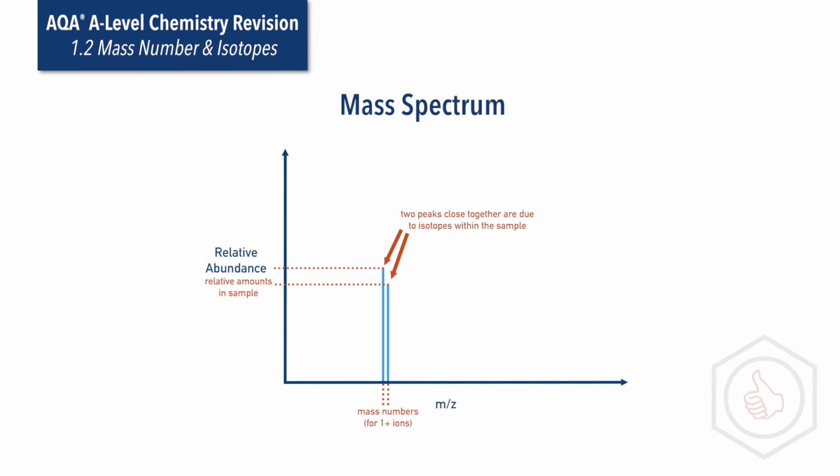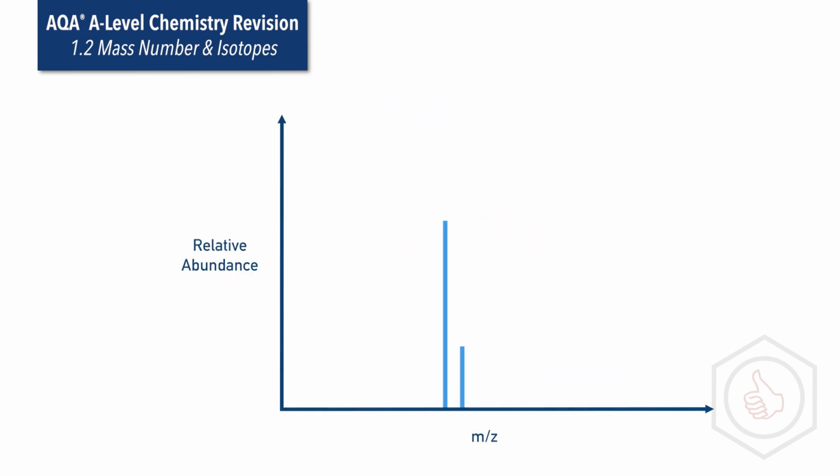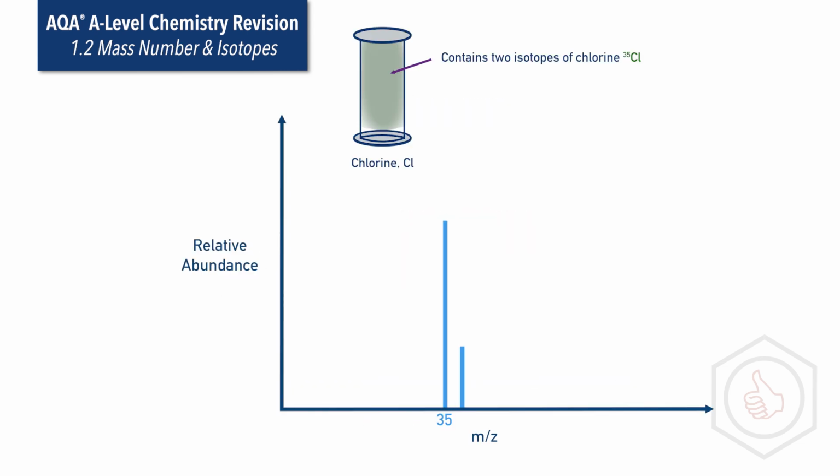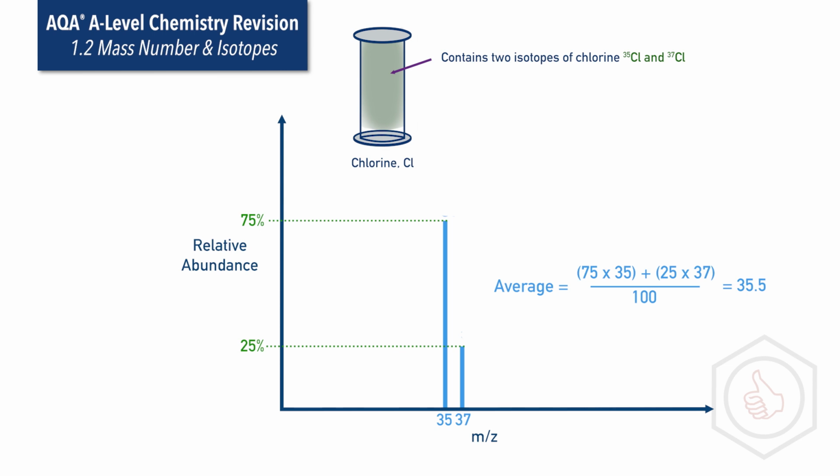For example, the mass spectrum for chlorine shows two peaks, one for chlorine 35 and one for chlorine 37. The relative abundance for the 35Cl is 75% and the relative abundance for the 37Cl is 25%. So the relative atomic mass would equal 35 times 75 plus 37 times 25 divided by 100, giving a relative atomic mass of 35.5.